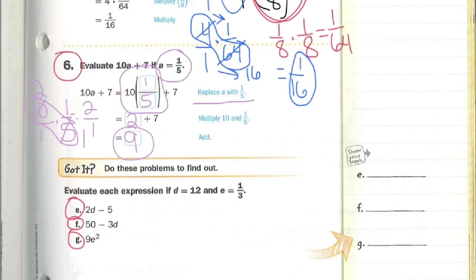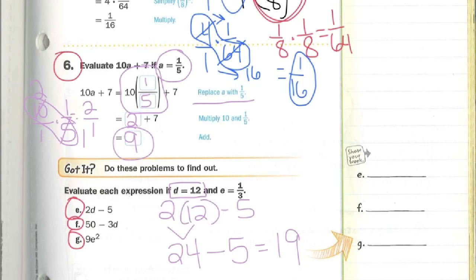Minus 5. So I'm going to show all of my steps here. I'm going to do 2. This problem tells us that D is equal to 12 minus 5. 2 times 12 is 24. Minus 5 would be 19. So for letter E, you should have got 19. Again, showing all of those steps right there.